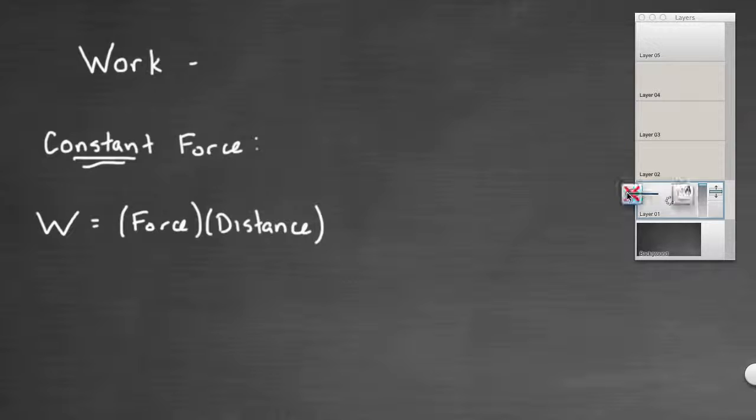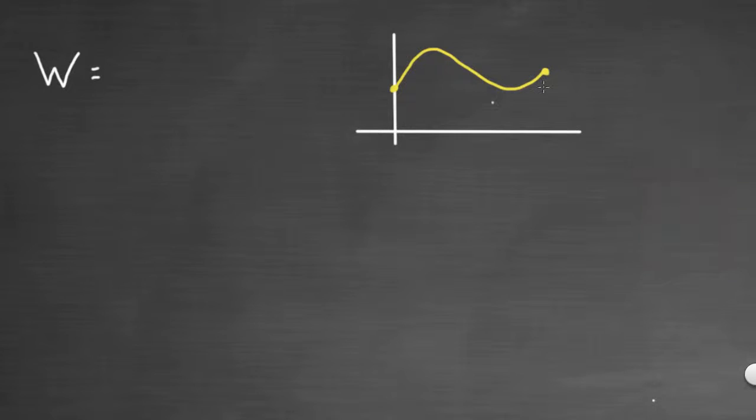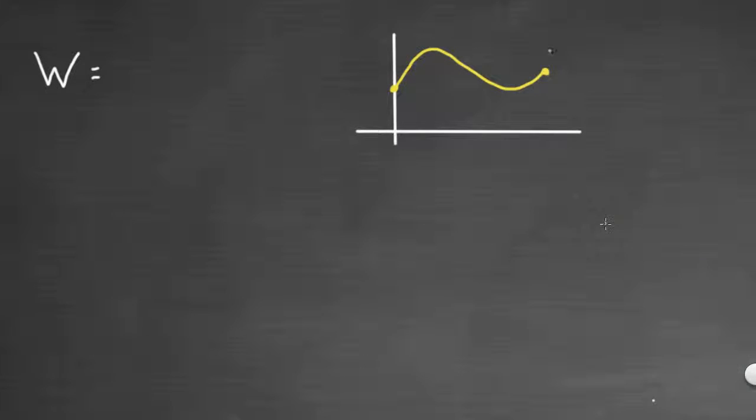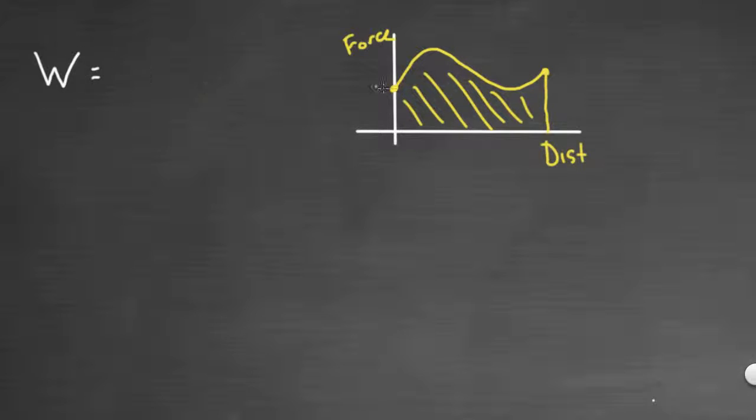So let me actually sketch that out real quick. Okay, here's a basic graph, and let's just say that this is still a force applied over a given distance, but it gets larger and smaller as you move across this distance. Well, it's still going to be the area under the curve. This will be the total work done on a given object.